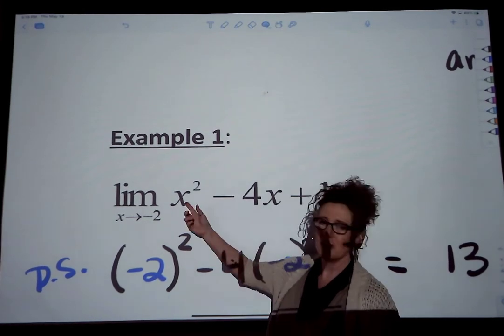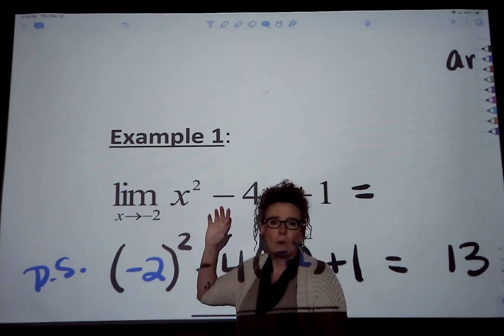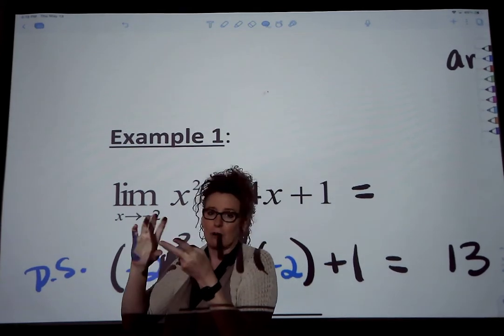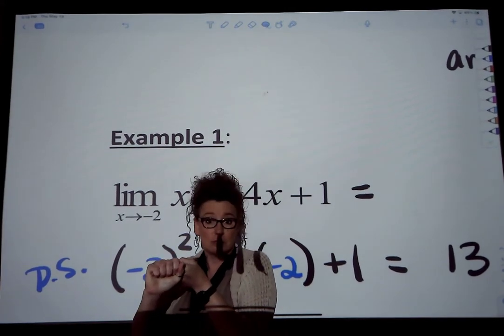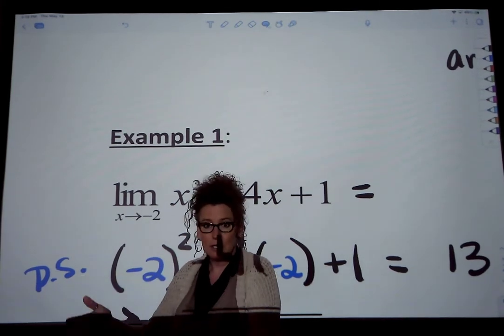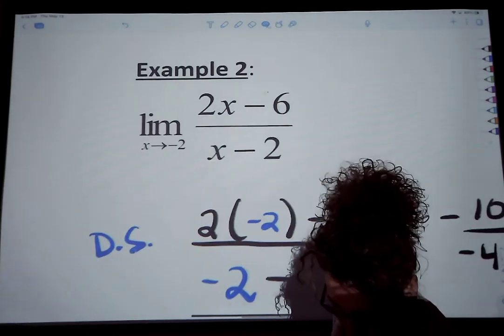And if you think about it, you know kind of what this graph looks like, right? It's just a normal parabola. There's nothing weird going on in this function. Parabolas don't have holes. Parabolas don't have asymptotes. Parabolas don't blow up. So direct substitution works here. Let's check out example 2.